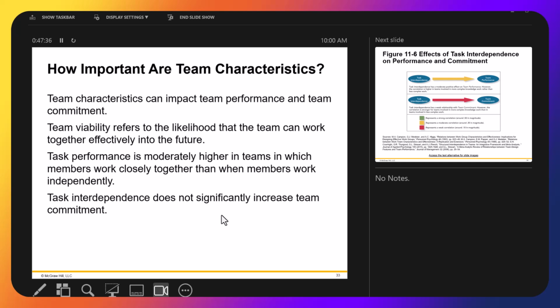Task performance is moderately higher in teams in which members work closely together than with members working independently. So if you have individuals working on a task and they're interdependent on each other, so it takes two people to get something done, realistically, when they're closely tied and working together, you have a much better chance of success than when they're independent. I'll give you an example. You have two people in a department and they're both working on a project, a task, and they sit three feet apart and they get things done.